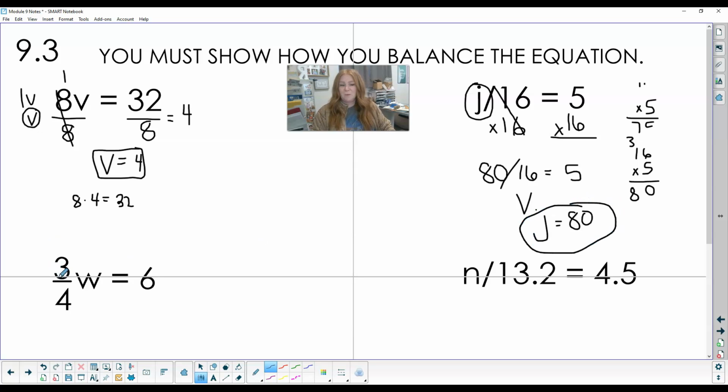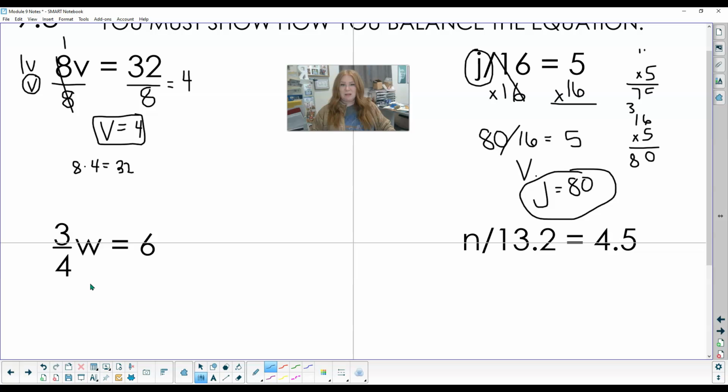Okay, here we have 3/4 of w. So 3/4 times w. The opposite of multiplying is to divide. So I'm going to do 3/4 divided by 3/4. All right, 3 divided by 3 is 1. 4 divided by 4 is 1, right? 1 over 1 is 1.